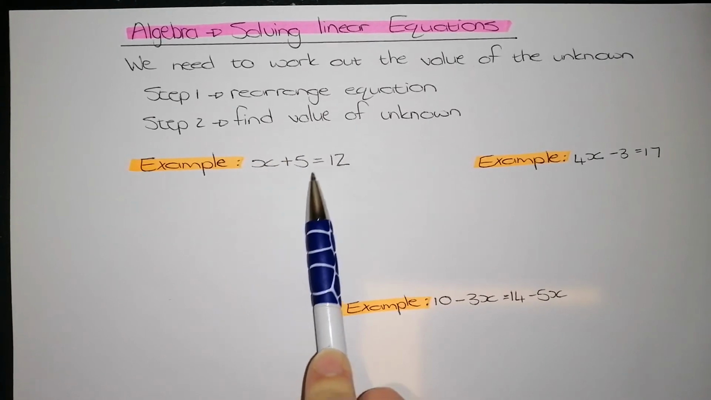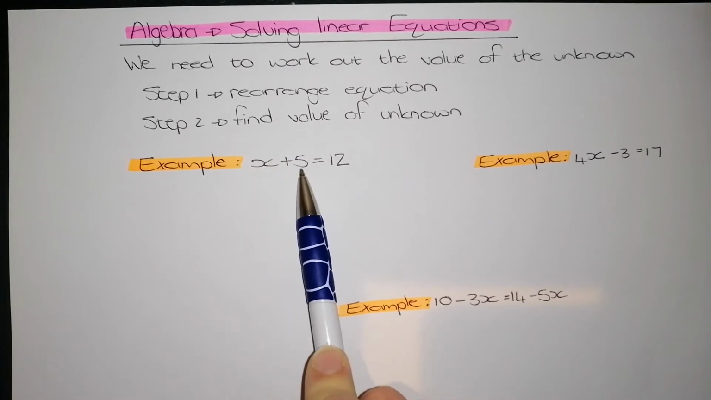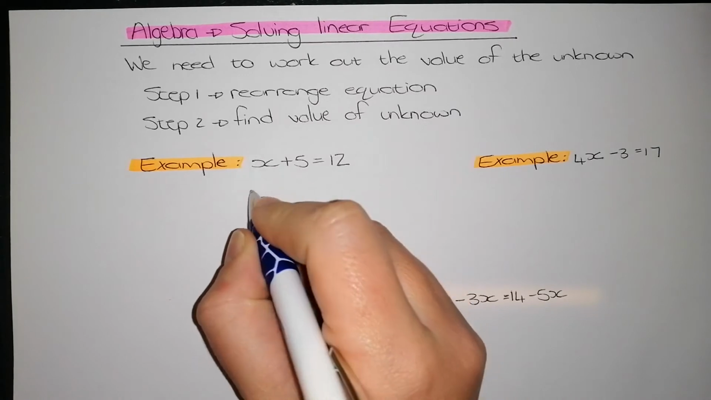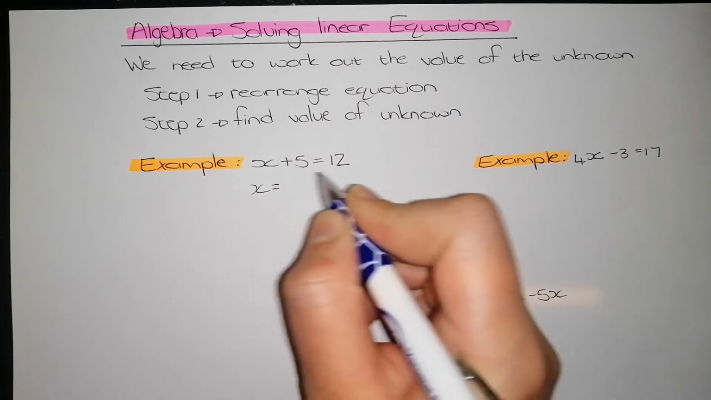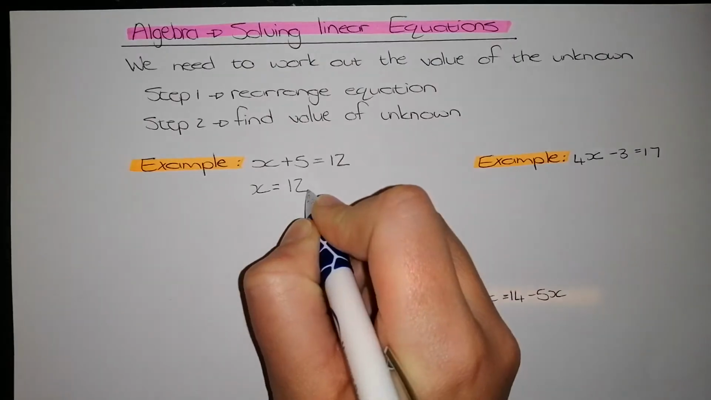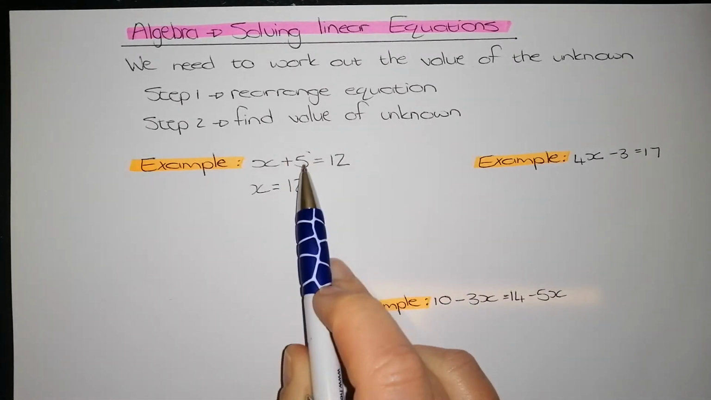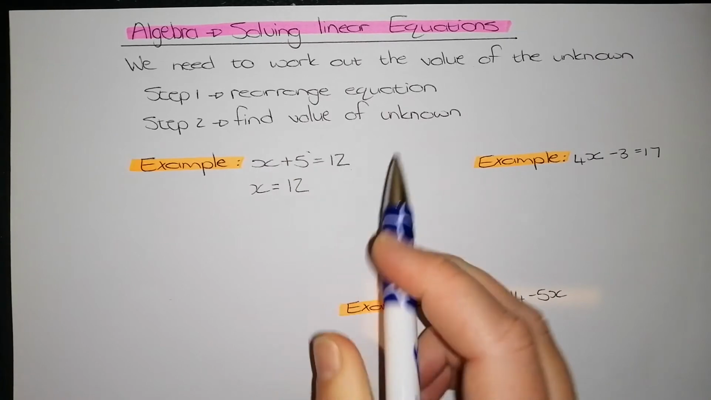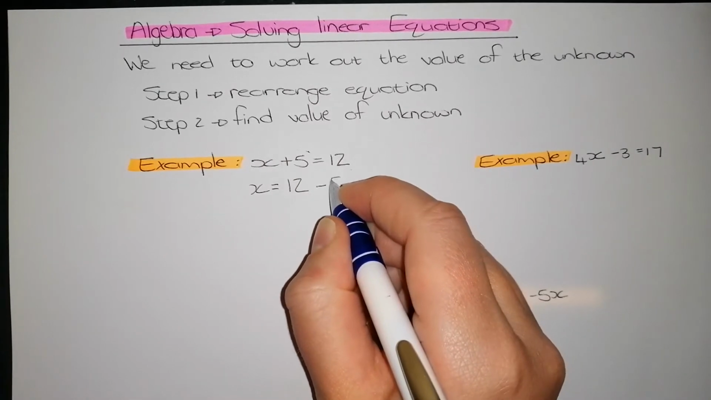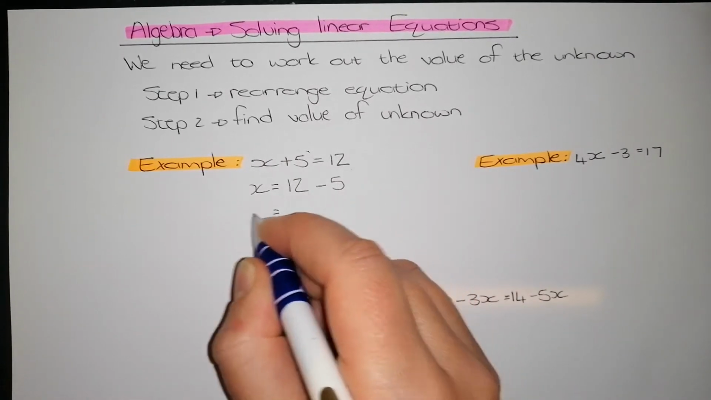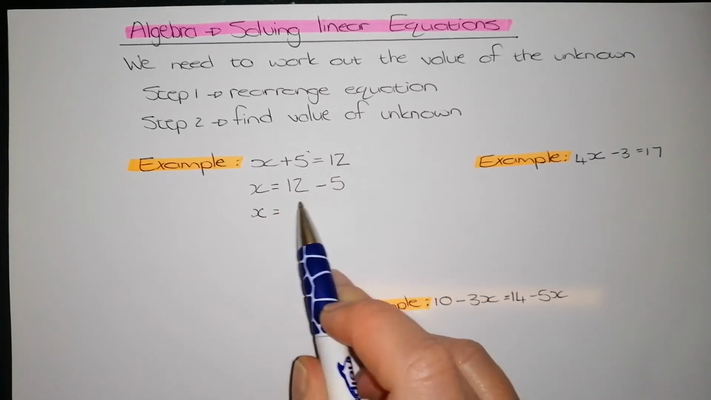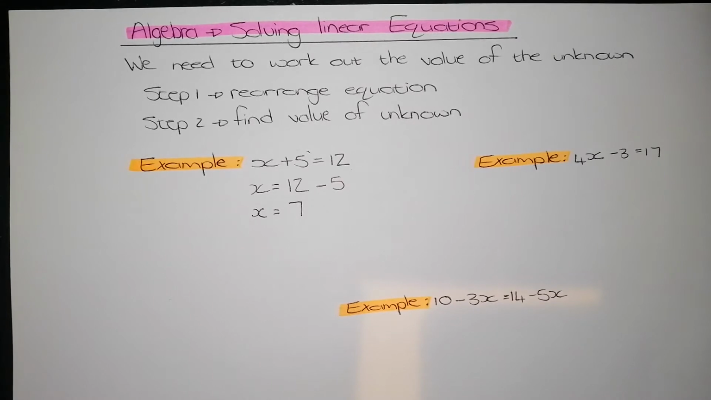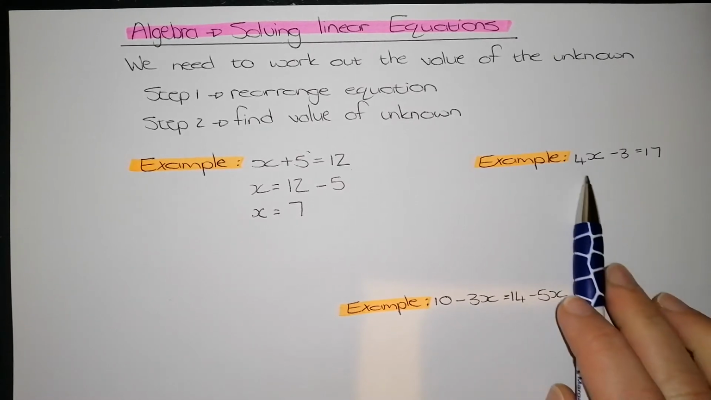Because 5 is only added to the x, we can just take the 5 over to the other side of the equal sign. So what that would look like is I'm going to have x is equal to, my 12 stays on that side. When I take any value over the equal sign, the symbol changes. So this positive 5 becomes negative 5. Now I can just figure out what the value of x is by saying 12 minus 5 is equal to 7.